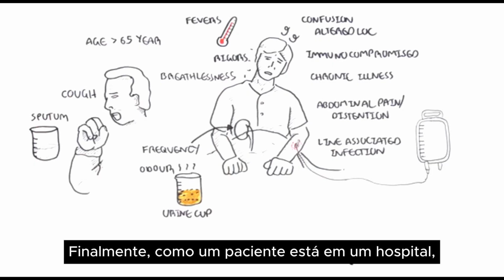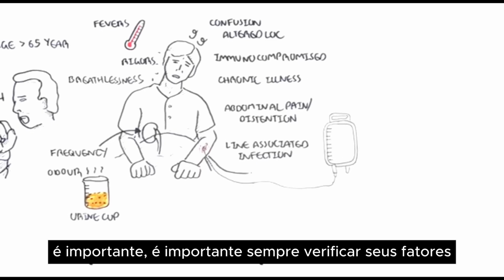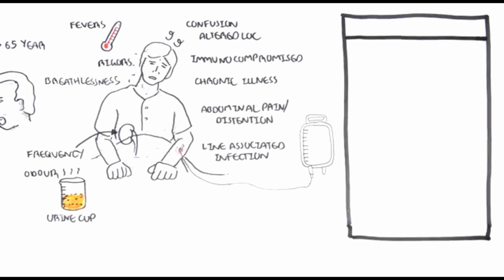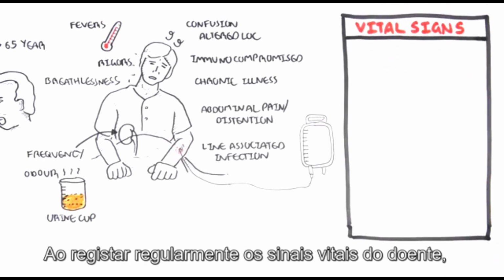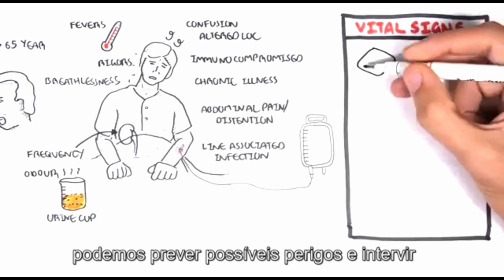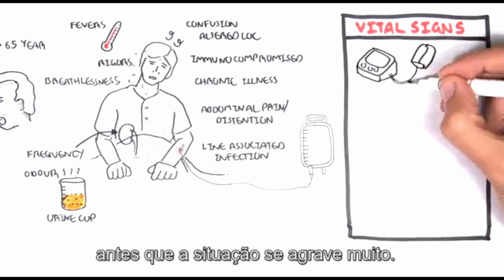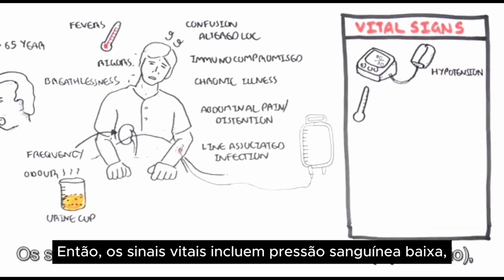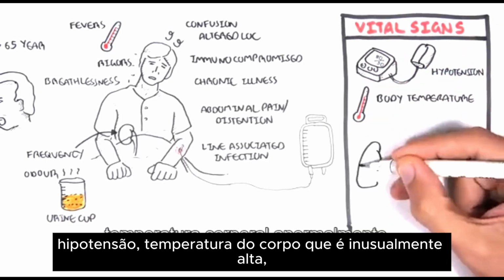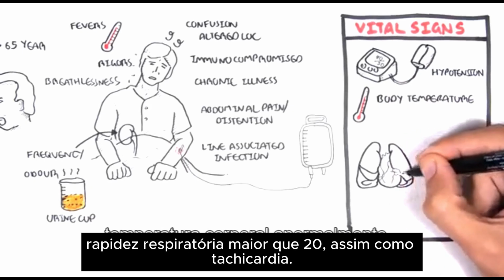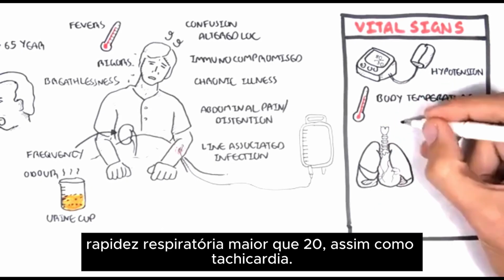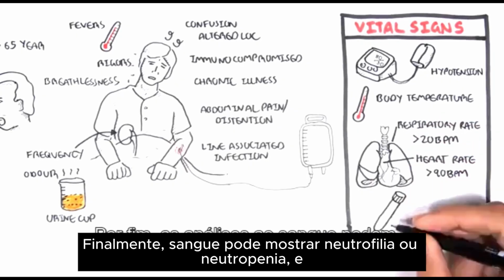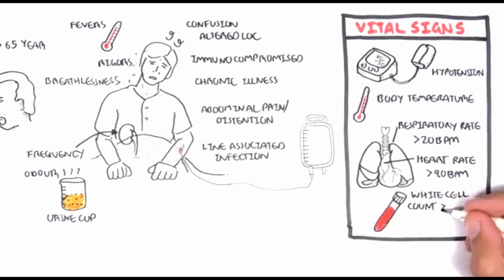Finally, as a patient is in hospital, it is important to always check their vitals and to see if there is any trend in the observation chart. By charting the patient's vital signs regularly, we can predict possible dangers to come and intervene before the bad becomes really bad. So vital signs include low blood pressure, hypotension, body temperature that is unusually high, respiratory rate greater than 20, as well as tachycardia. Finally, bloods can show neutrophilia or neutropenia, and these are also important findings.